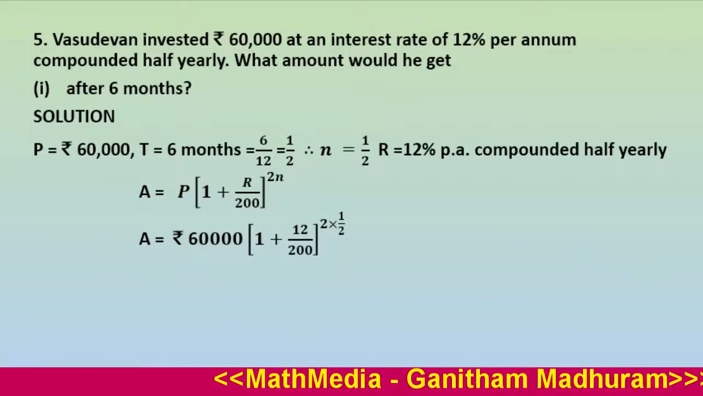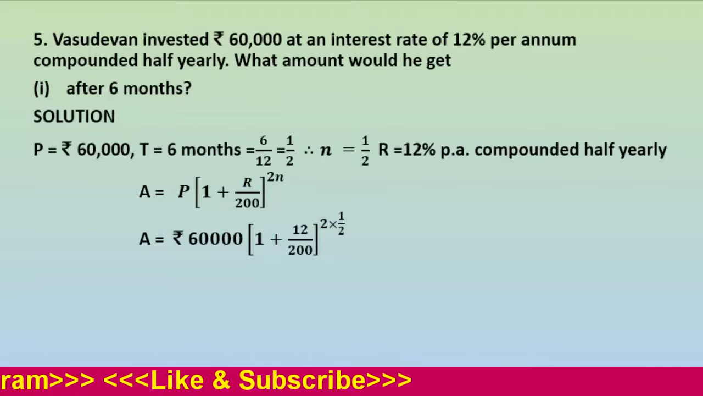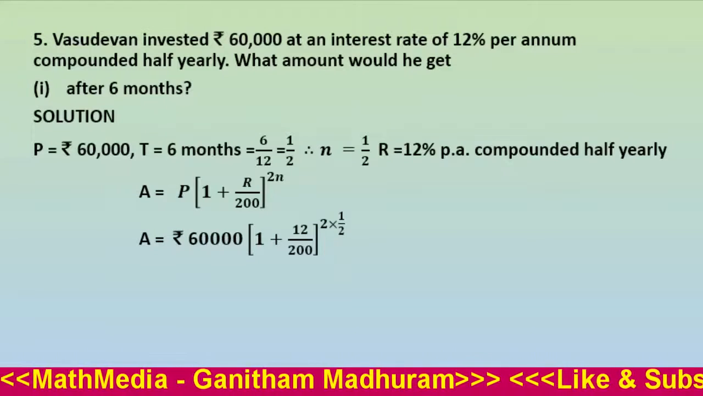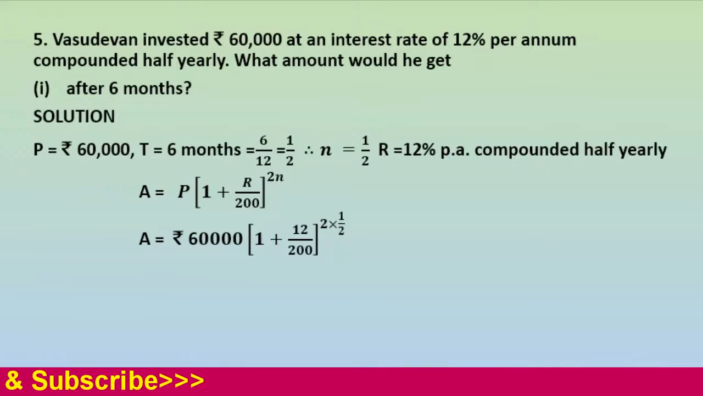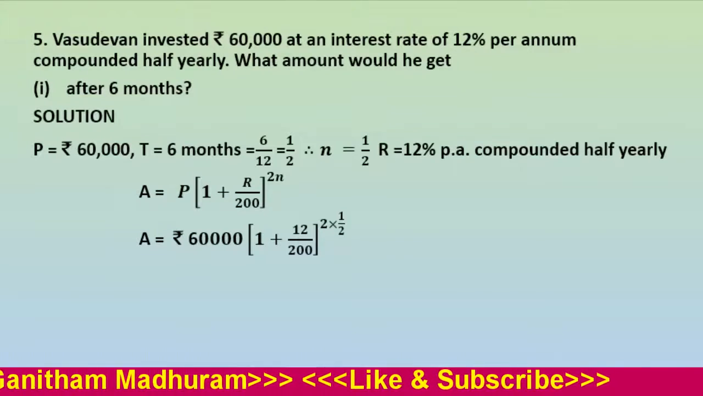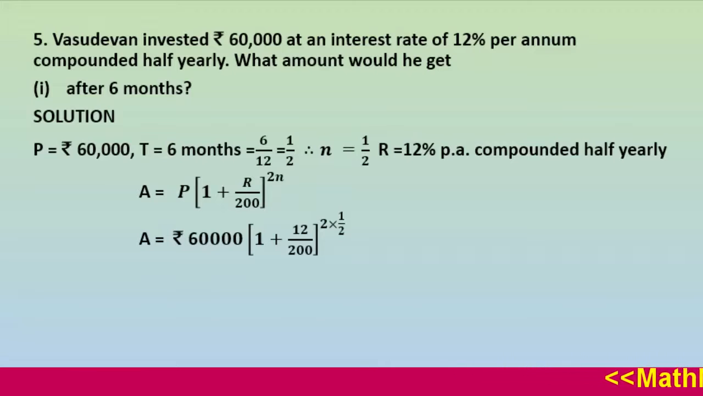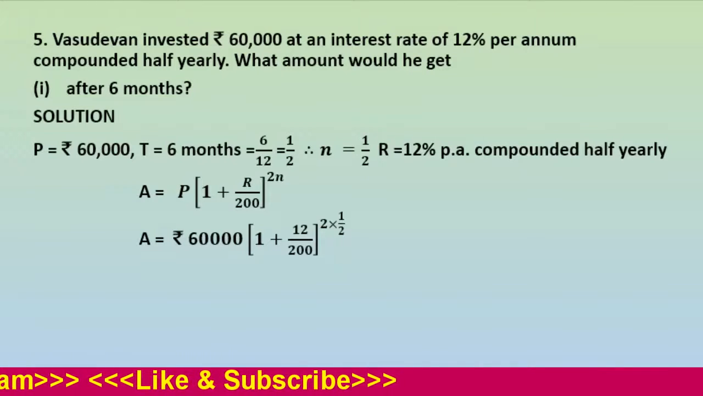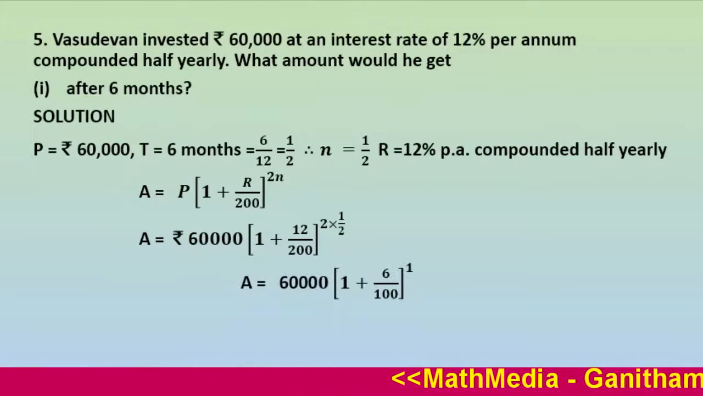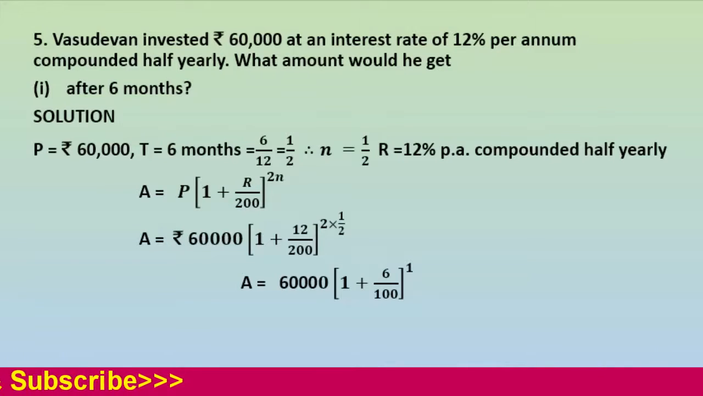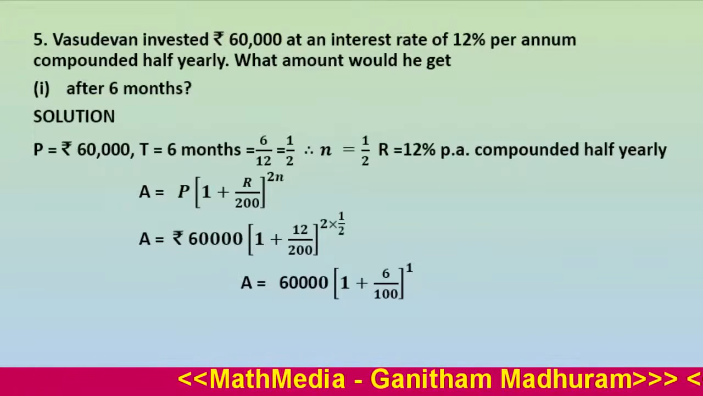This is the formula of compound amount calculated half yearly. R becomes half and the period becomes double. Now substitute the value over here. So rupees 60,000 into 1 plus 12 upon 200 raised to 2 into n, where n is 1 by 2. 2 cancelled, so n equal to 1 will become. Similarly, 12 upon 200 can be cancelled. We will get 6 upon 100. So amount A equal to 60,000 into 1 plus 6 upon 100 whole raised to 1.